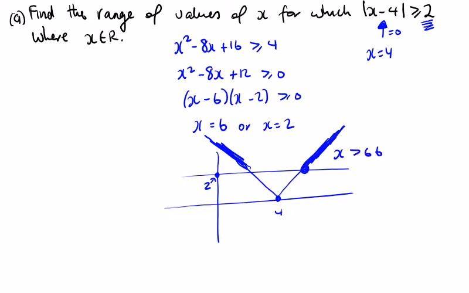If we imagine that this point here is 6, and it would have to be less than or equal to 2 if we imagine that that value there is 2. So our two solutions are x greater than or equal to 6 or x less than or equal to 2.